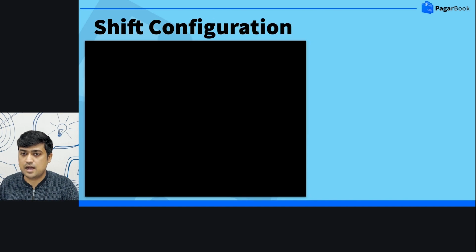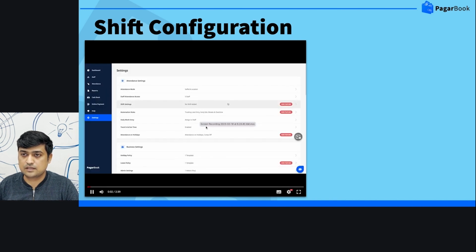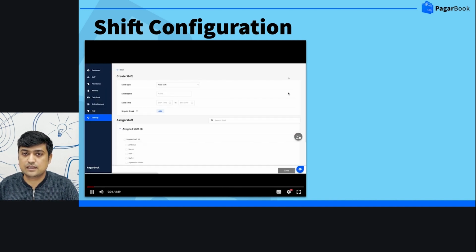So now we'll look at how the configuration is done. Under the settings page, within attendance setting, you would first go to shift setting. Here you can add a shift, and so let's say you start with a fixed shift. You select the category and you give it some name.